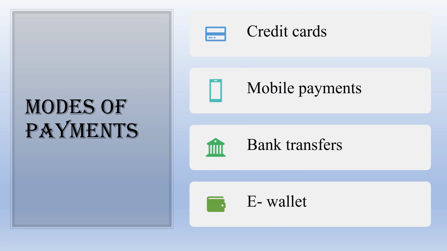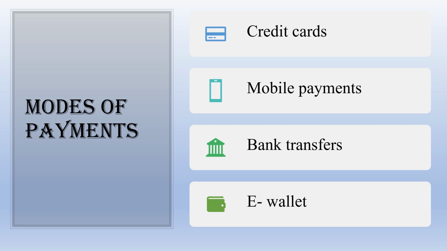So next is modes of payment. What are the modes of payment in e-commerce? There are some modes of payment in e-commerce. The first one is credit card, the second one is mobile payment, the third one is bank transfer, and the fourth one is e-wallet. Let's learn each mode of payment in detail.